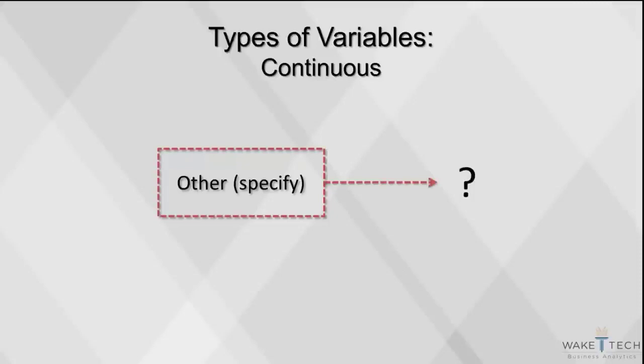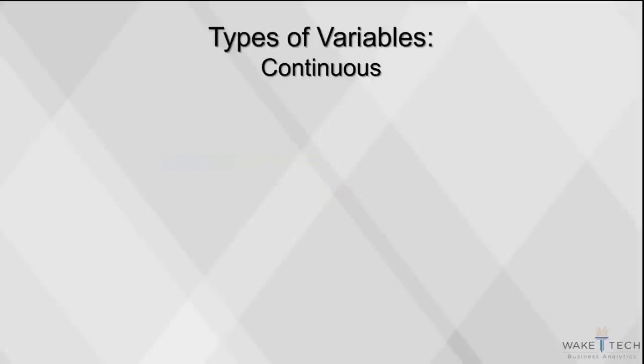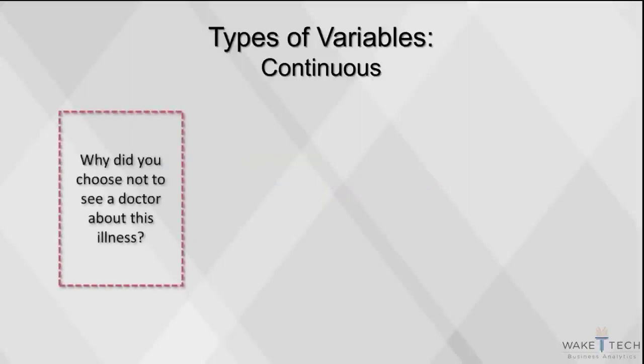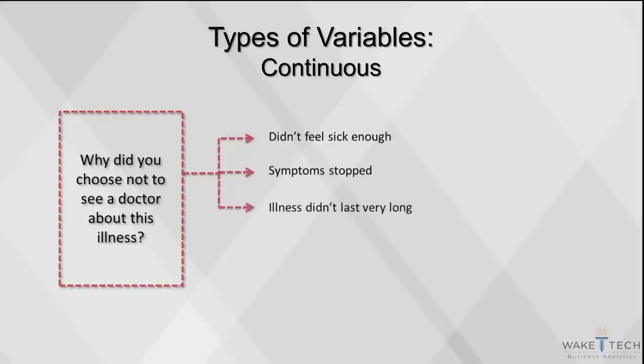These types of open-ended questions can be a lot of work to analyze. One way to analyze the information is to group together responses with similar themes. For the question, "Why did you choose not to see a doctor about this illness?" responses such as, "Didn't feel sick enough to see a doctor," "Symptoms stopped," and "The illness didn't last very long" could all be grouped together as, "The illness was not severe." You will also need to code don't know responses. Typically, don't know is coded as 9.